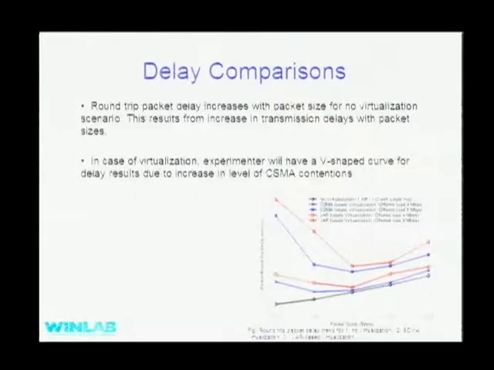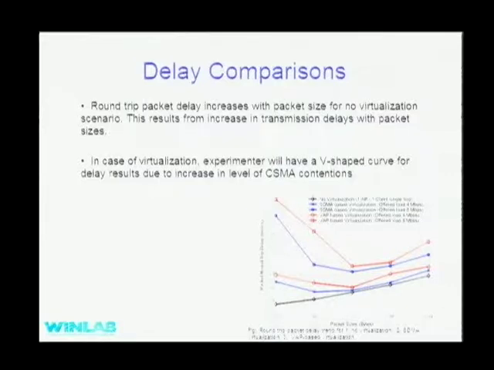After throughput, we have also characterized the delay, and for delay we also make a comparison with the no virtualization case, that is a single AP, single client wireless hop. We have measured delay with regard to packet sizes of the experiments. The black line shows the no virtualization case. The delay increases with packet size, because your transmission delay increases with packet size. But if you're using virtualization, then the trend will be like a V-shaped curve.